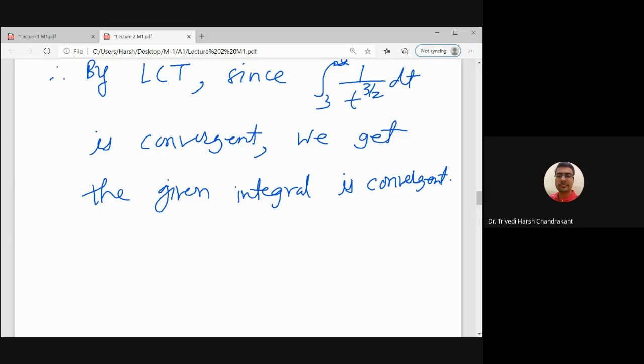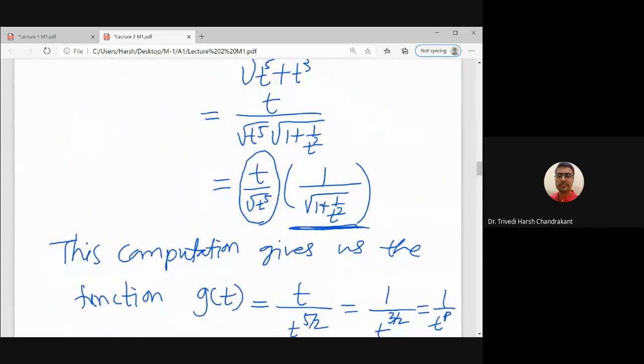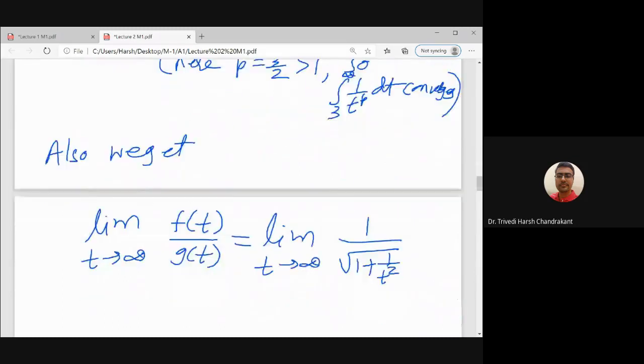So as I said earlier also, you can apply here, if you are comfortable with L'Hospital rule, you can also apply that. So let us see one more such example.